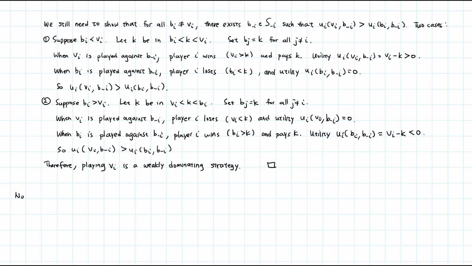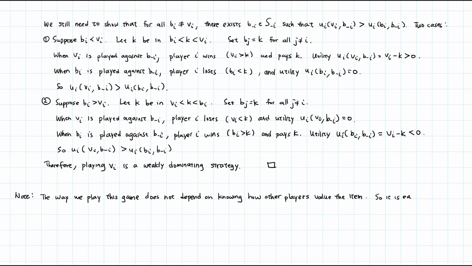Now, one of the nice things about this strategy is that the way we play this game does not depend on knowing how the other players value the item. So it is easy to play. Simply bid your valuation. Now, normally in strategic games, you should know all the information. But in this game, it has the special property that even if you don't know all the information, you can still play it perfectly. We will talk more about auctions later on when we look at mechanism design.